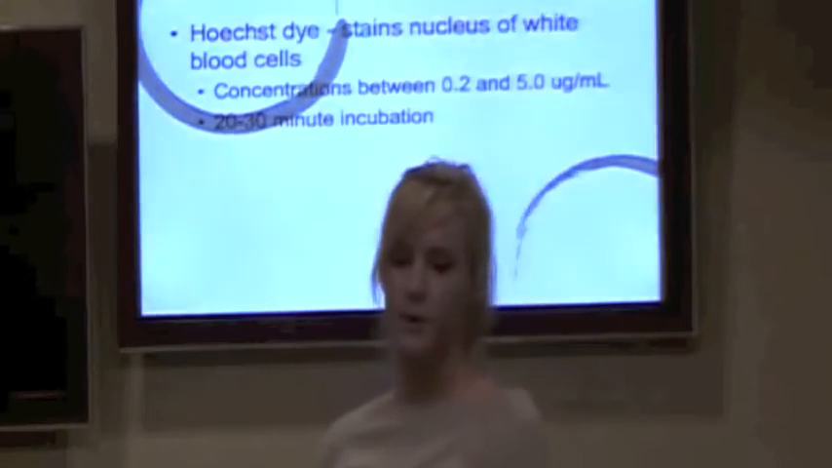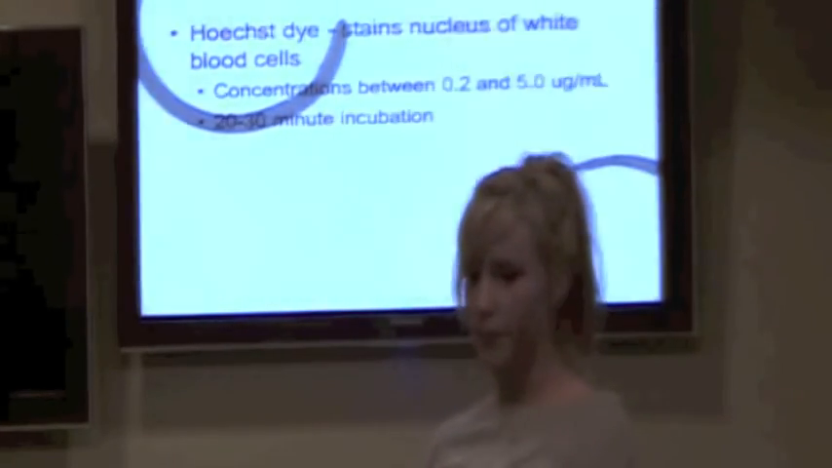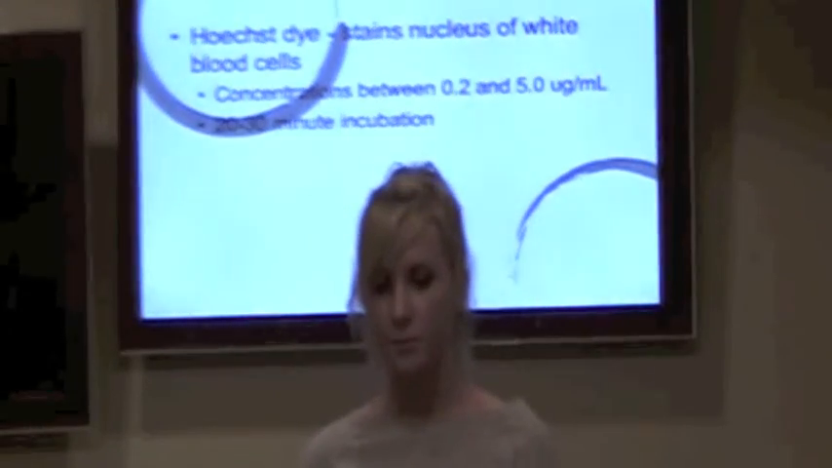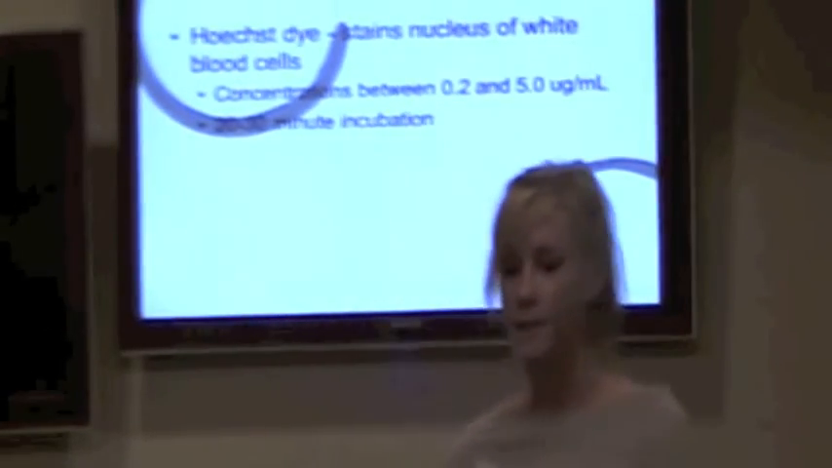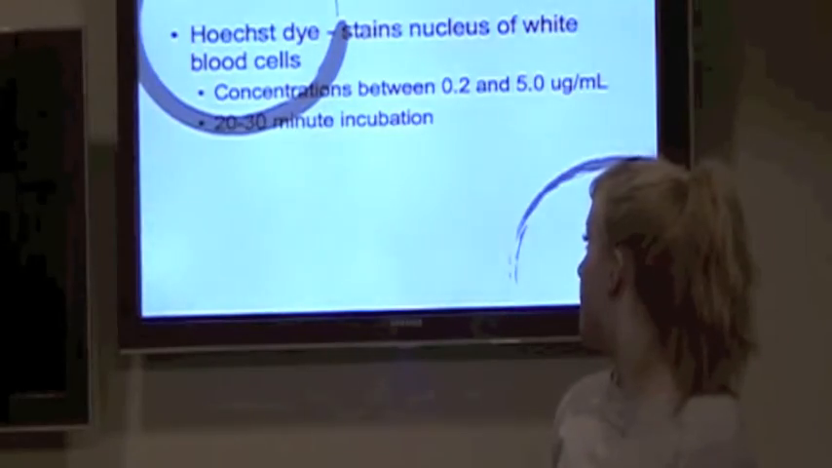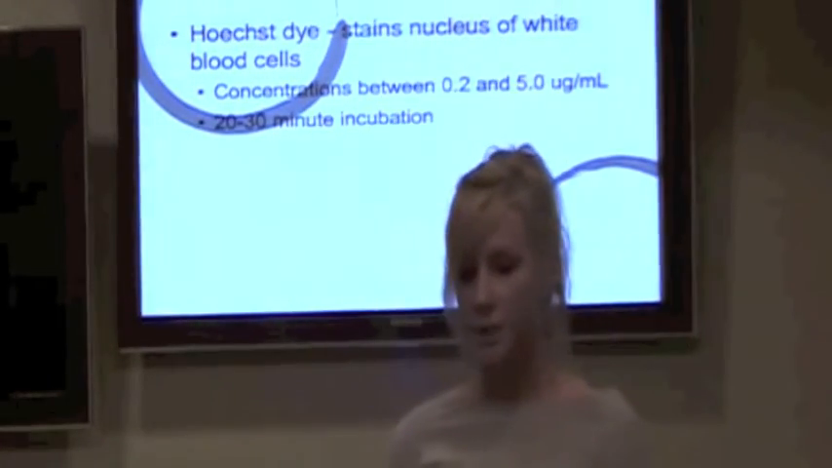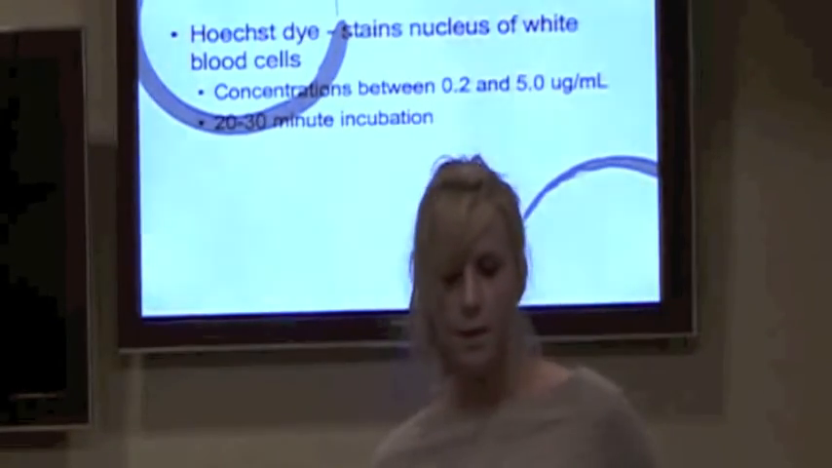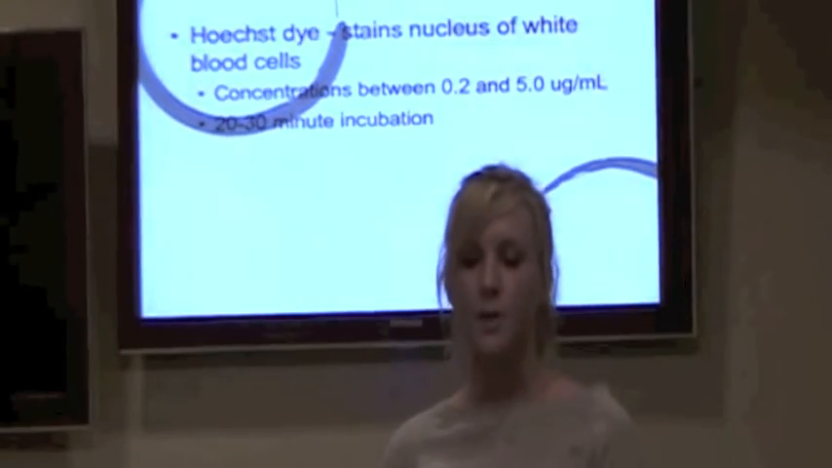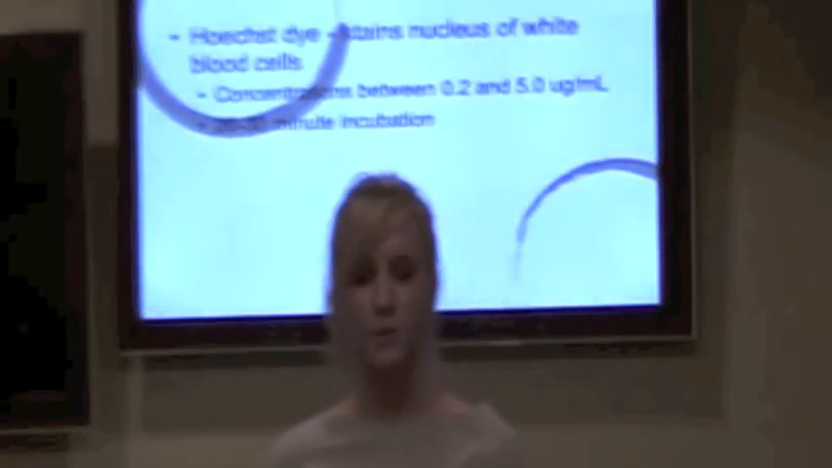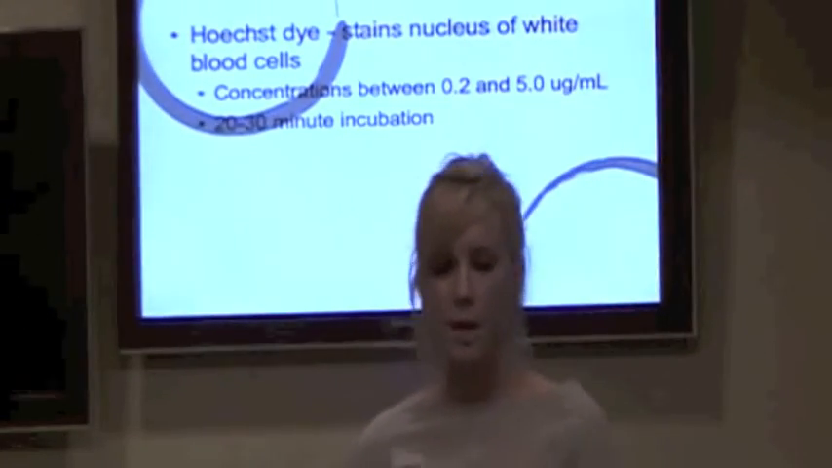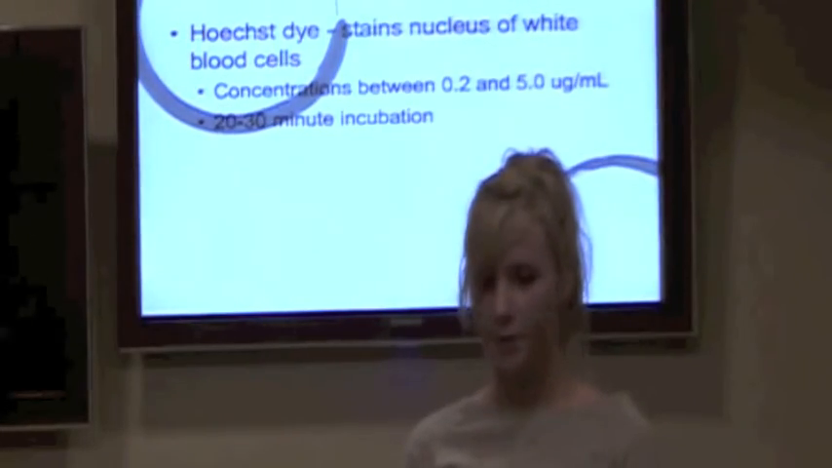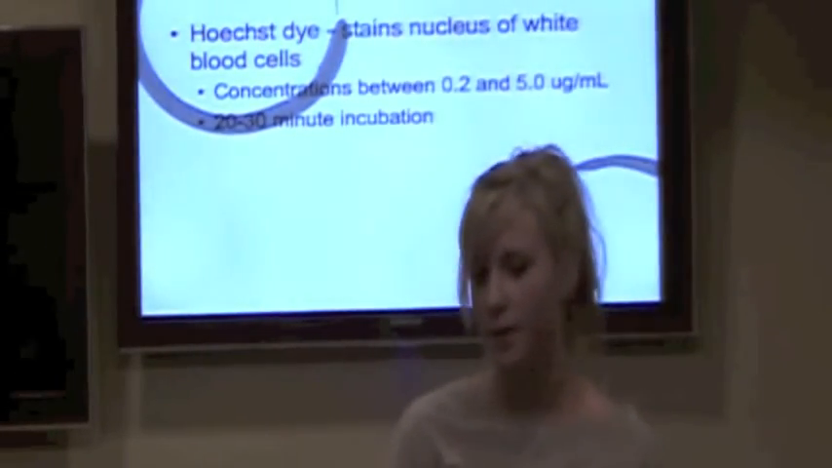The third project is fluorescent labeling of white blood cell nuclei. For this, I used a Hoechst dye, which stains the nucleus of white blood cells. I used concentrations between 0.2 and 5 micrograms per milliliter, and incubated them for 20 to 30 minutes. I did 3 trials. The first one was 0.2 micrograms per milliliter. I did 1 microgram per milliliter and 5.